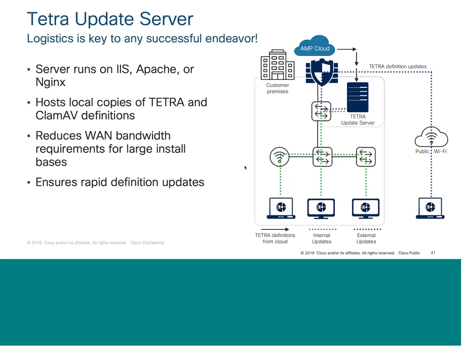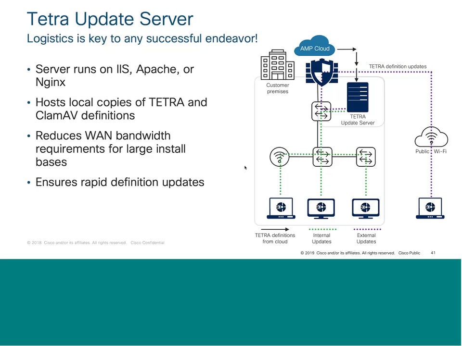the AMP update server stores copies of the local Tetra definitions. So if I have 5,000 endpoints in a couple of office buildings and they're all connected together on one big LAN, I don't necessarily want all of those endpoints constantly reaching out to the AMP servers for Tetra definition files. This causes gateway bandwidth issues, it causes latency and overhead that you don't want to deal with on your network, and it generally slows things down.